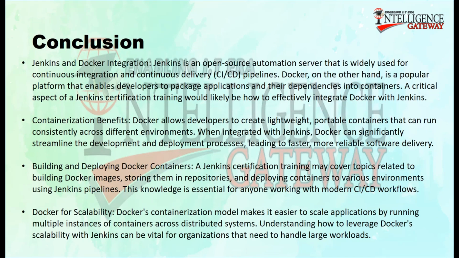Conclusion: Jenkins and Docker integration. Jenkins is an open-source automation server that is widely used for continuous integration and continuous delivery CI/CD pipelines. Docker, on the other hand, is a popular platform that enables developers to package applications and their dependencies into containers. Docker allows developers to create lightweight, portable containers that can run consistently across different environments. When integrated with Jenkins, Docker can significantly streamline the development and deployment processes, leading to faster, more reliable software delivery.